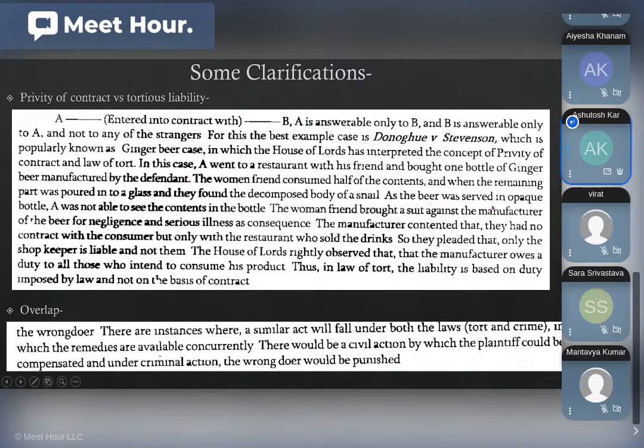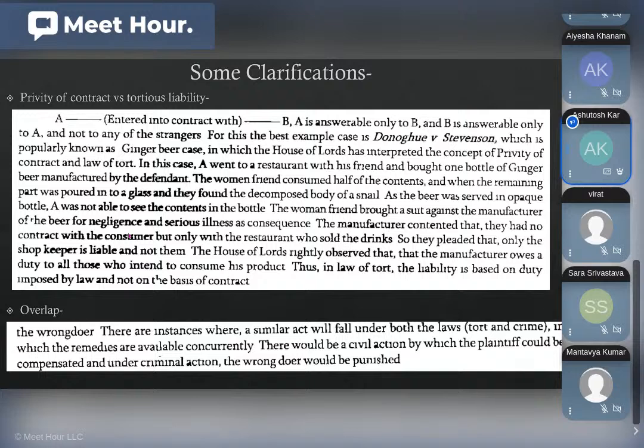As the beer was served in opaque bottle, A was not able to see the contents in the bottle. The woman friend brought a suit against the manufacturer of the beer for negligence and serious illness as a consequence. तुम्हारे साथ जो दोस्त गई थी, she filed a suit against the manufacturer कि how could you do this? तुम्हारी वजह से मुझे serious illness face करना पड़ा है. So you are liable for negligence. The manufacturer जिसने वो beer बनाई थी contended that they had no contract with the consumer but only with the restaurant who sold the drinks.